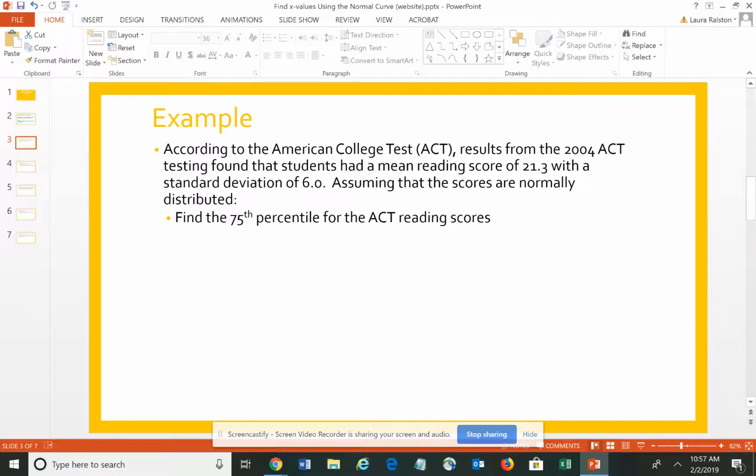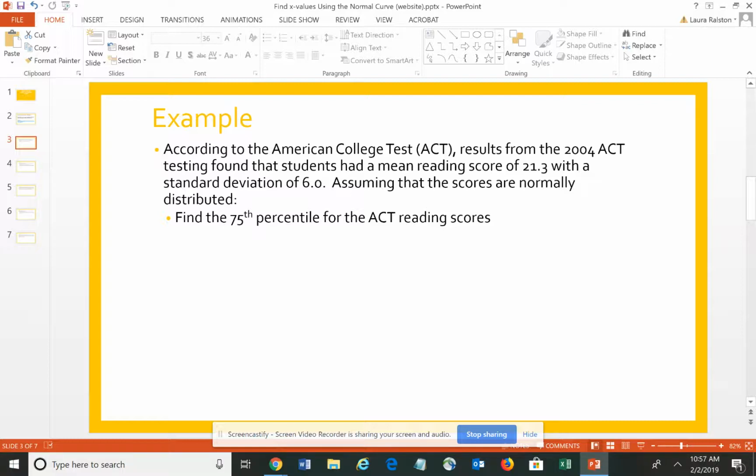According to the American College Test, results from the 2004 ACT testing found that students had a mean reading score of 21.3 with a standard deviation of 6. Assuming the scores are normally distributed, find the 75th percentile.